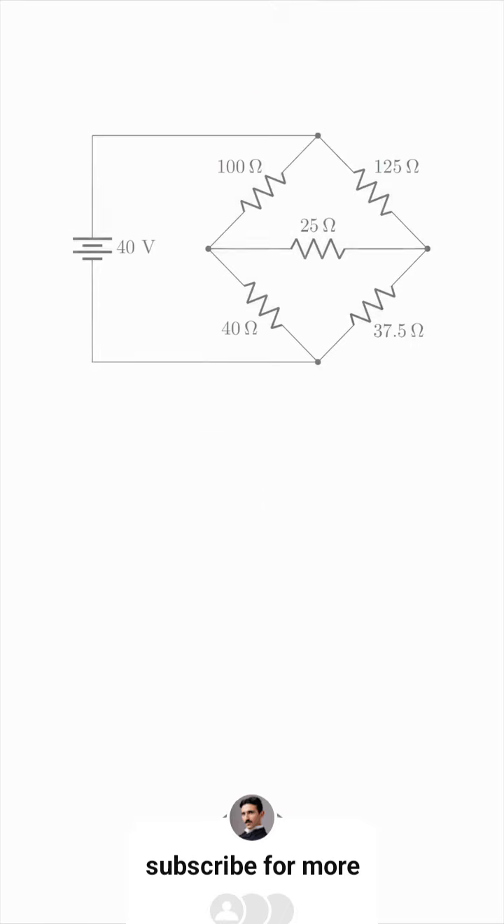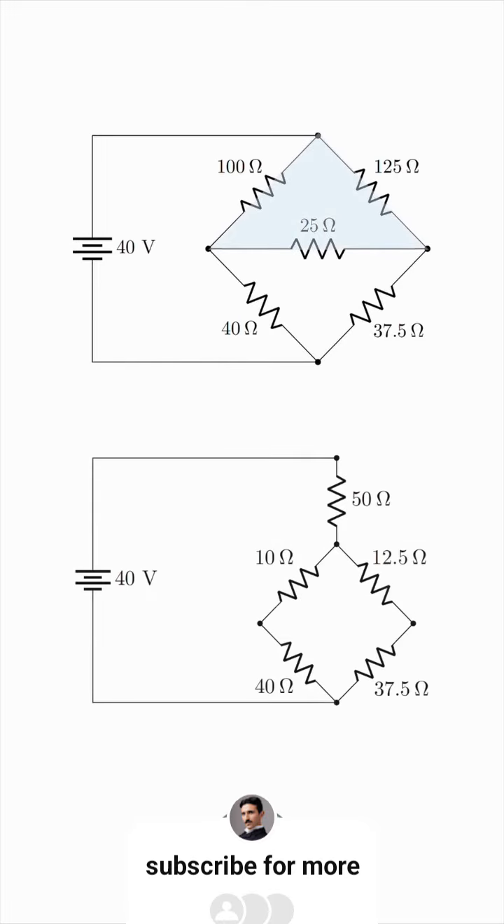For example, in this Wheatstone bridge, converting this delta to a Y allows us to see which resistors are in series with which and which are in parallel with which, when it was not possible beforehand.